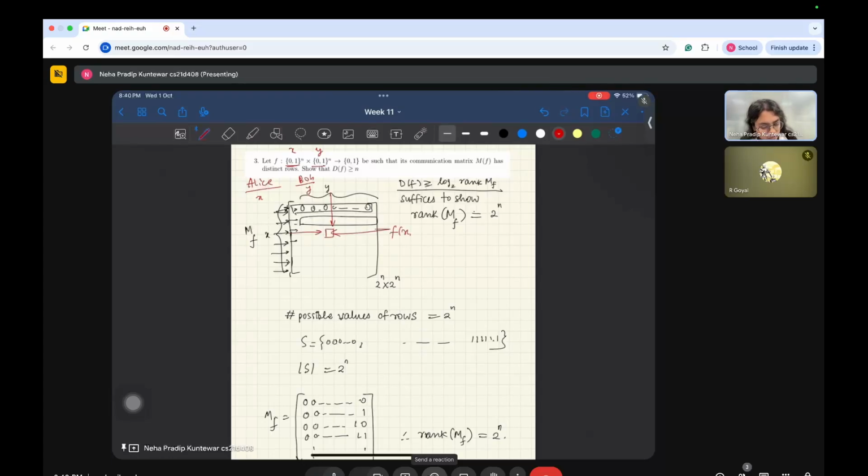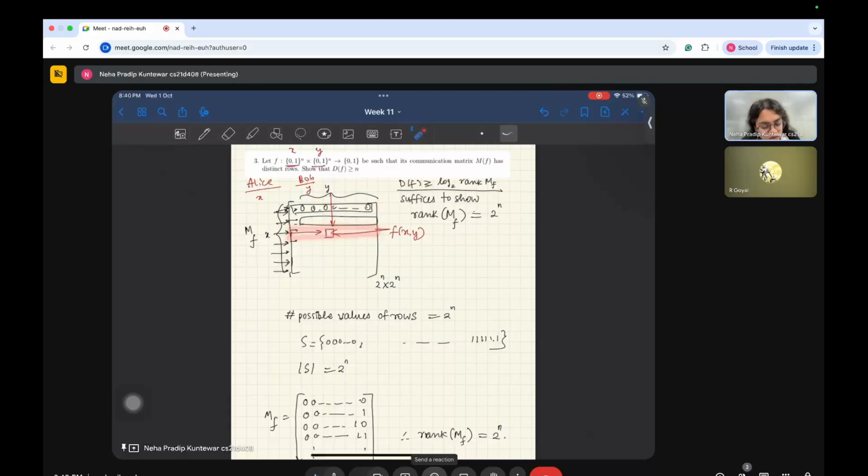Alice has this entire matrix, Bob also has this entire matrix because f is known to them. So if this is x, this is y, then they know what the value is. But why can't they compute it? Because let's look at Alice. She knows this matrix, she knows the x, so she knows the answer should lie somewhere in this row.